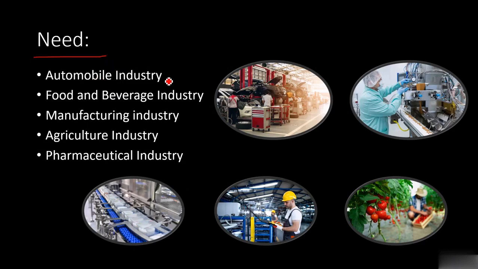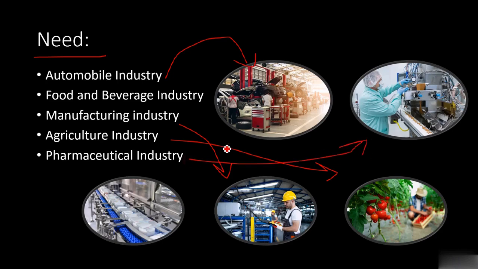First, the compressor is needed in the automobile industry. Why is it needed in the automobile industry? For several applications during the assembly of automobiles, the compressor is needed. Why is the compressor needed? That is a simple, tricky question: to provide compressed air. Next is the food and beverage industry. It is also needed. Then the manufacturing industry, this is also needed. And for the agriculture sector, compressors are also needed. And for the pharmaceutical industry, this is also needed.